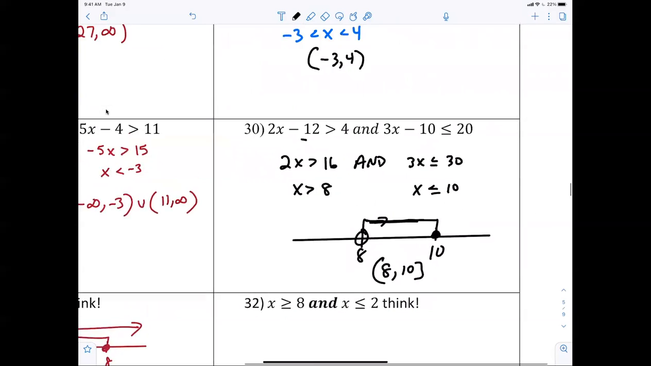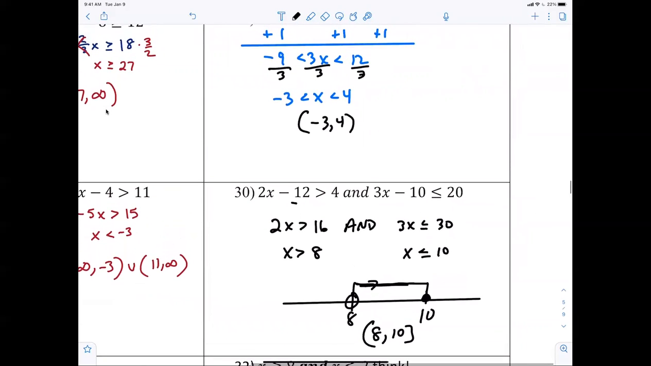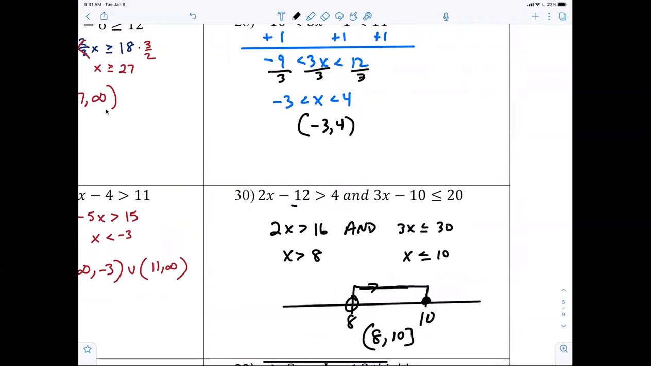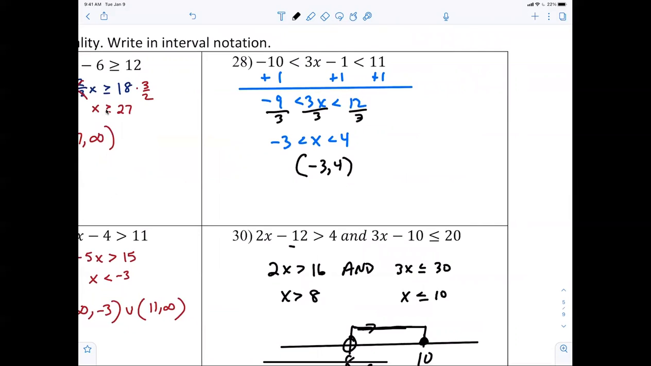Why is it -3, 4? Well, what do you want it to be? Well, that's the thing, I don't know what it's gonna be, because the -3 is going away. What does this say to you right here?